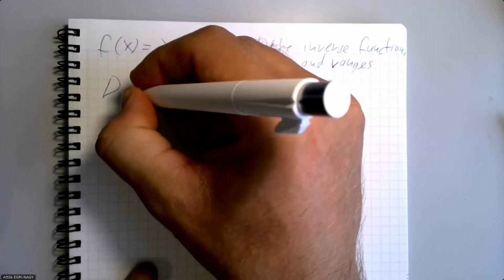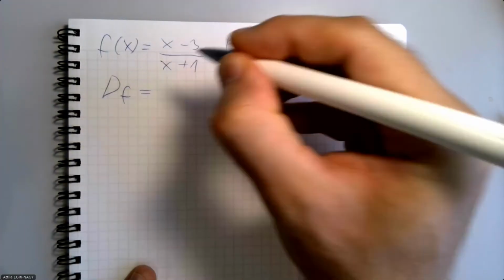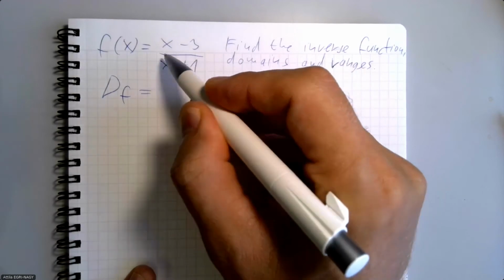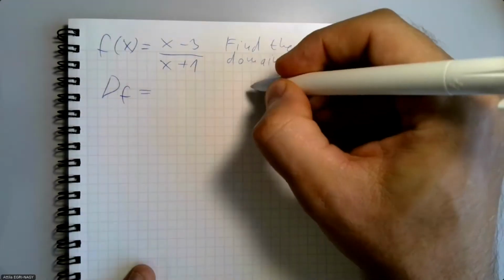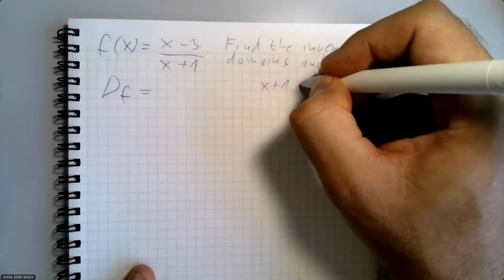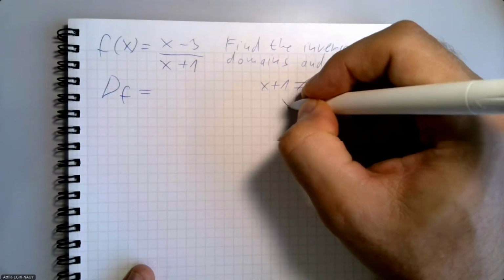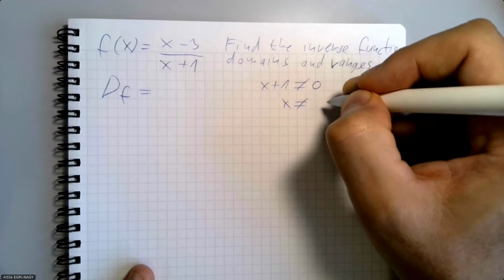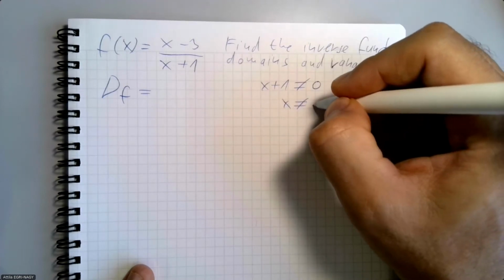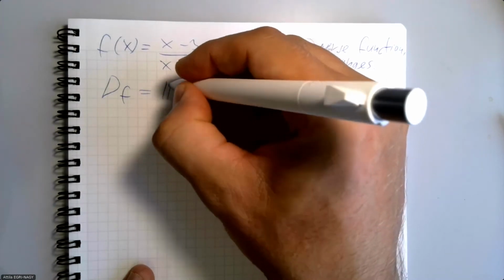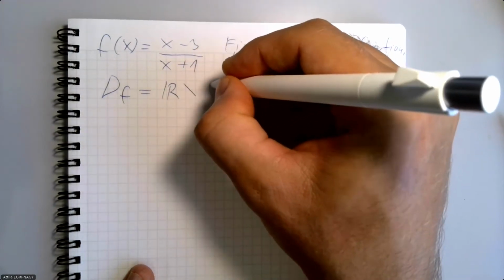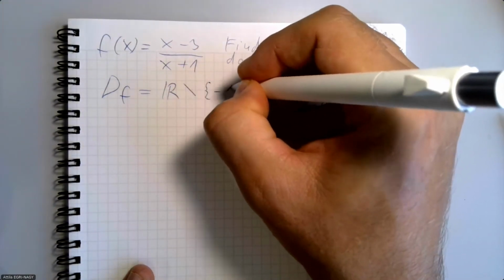So what is the domain of f? Well, we do division here, and we don't want to divide by 0, so we know that x + 1 cannot be 0, so x cannot be -1. So we have all real numbers except -1.